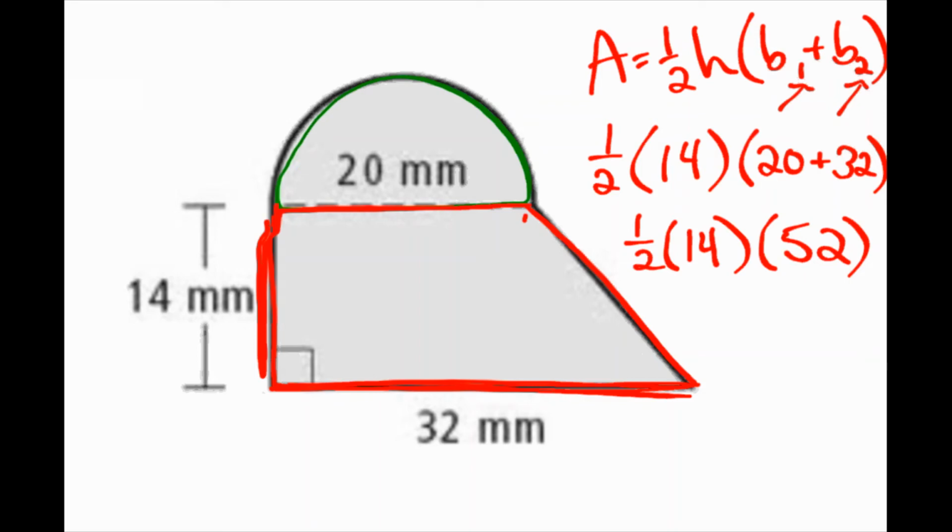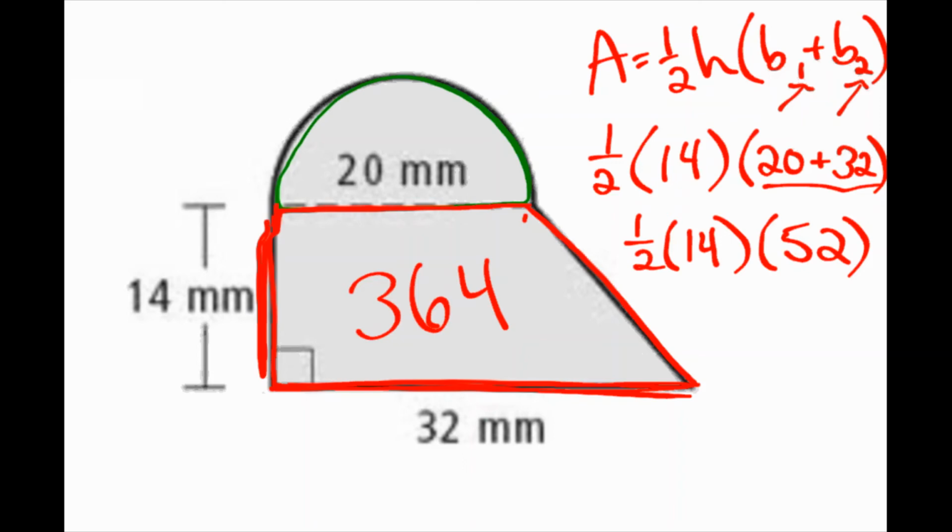So we have to add together this to get that 52, and now we can actually multiply 1/2 times 14 times 52, or 364. Again, if you split that into a rectangle and a triangle, you should get that the total of that rectangle and triangle is still 364.